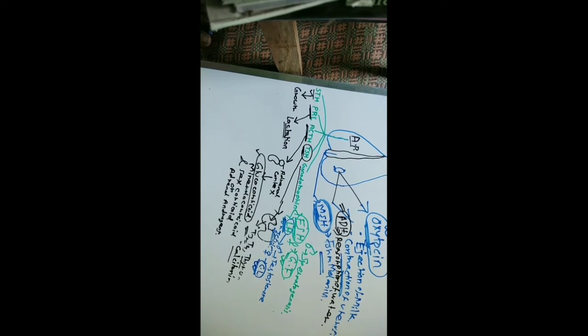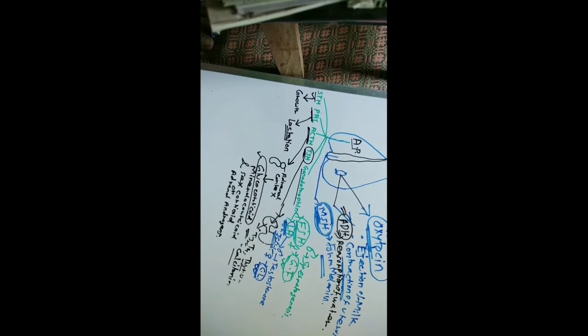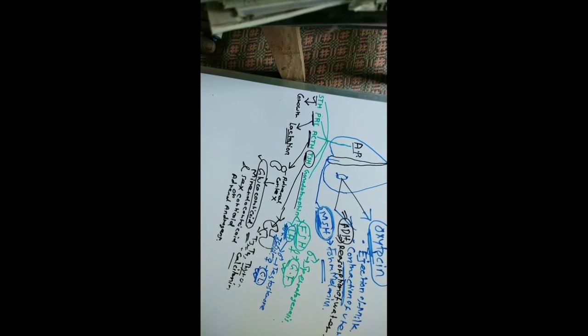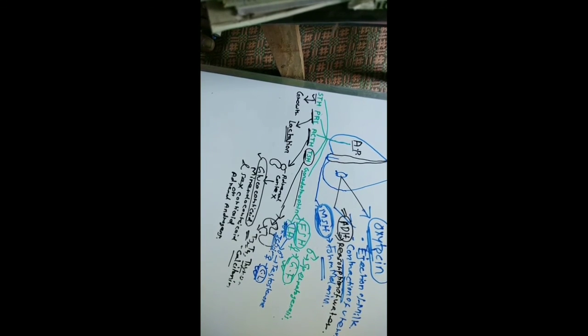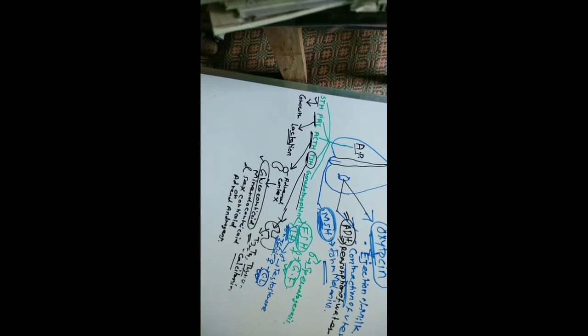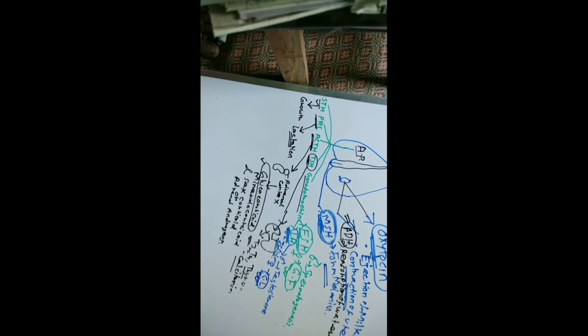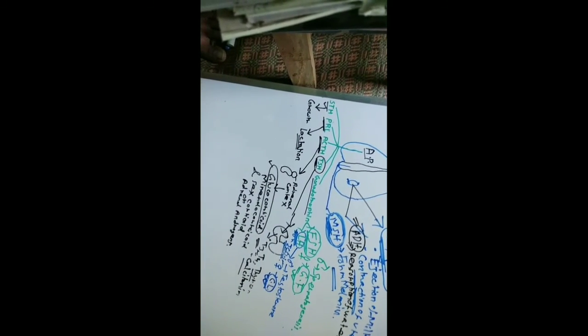If deficiency of ADH occurs, then a large amount of water is urinated. This condition is called polyuria, and this is called diabetes insipidus. Okay, if the deficiency of ADH occurs, the condition is diabetes insipidus, in which a large amount of water is expelled out from the body. Okay, this is the overall function of the pituitary hormones.